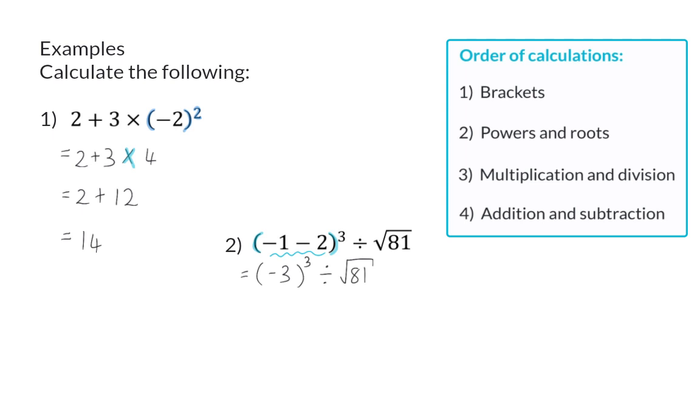In the next step, I need to finalize the brackets simplification, and minus 3 cubed will give me a value of minus 27. This then needs to be divided by the square root of 81, which I can now also determine, and that is 9. Lastly, I can divide. Here we are dividing a minus by a plus, which means my final answer will be minus 3.